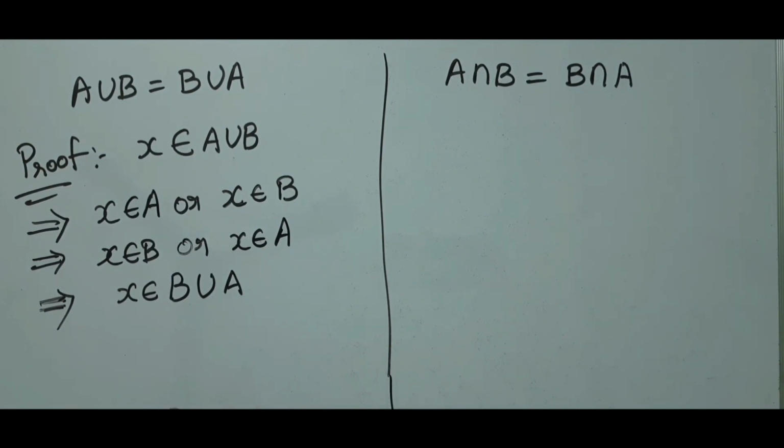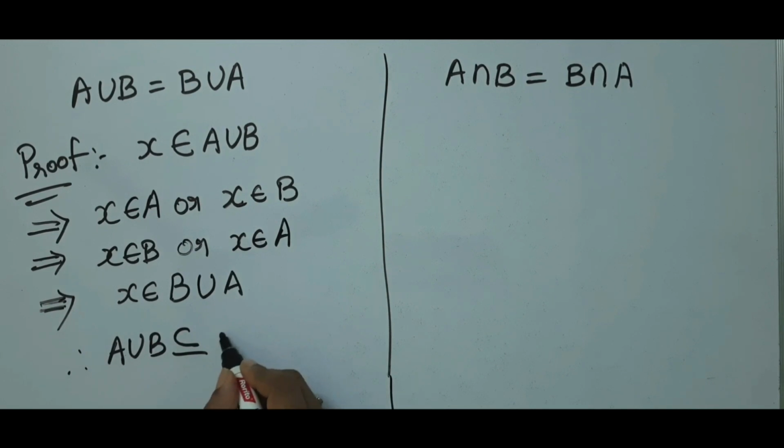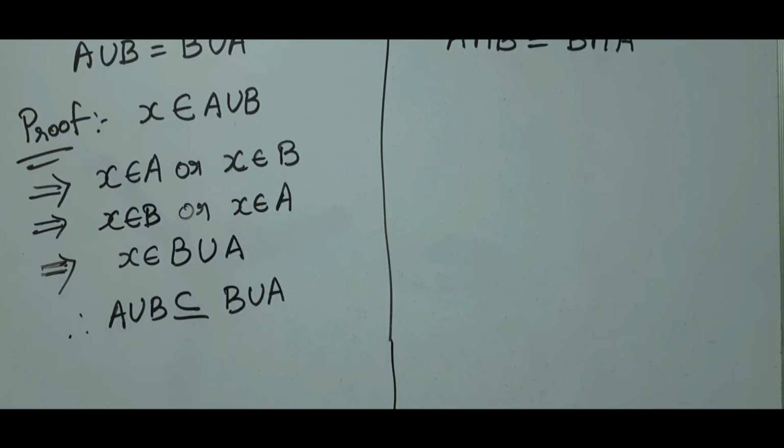When the elements of A union B are in B union A, we can write that A union B is a subset of B union A. Is it not?